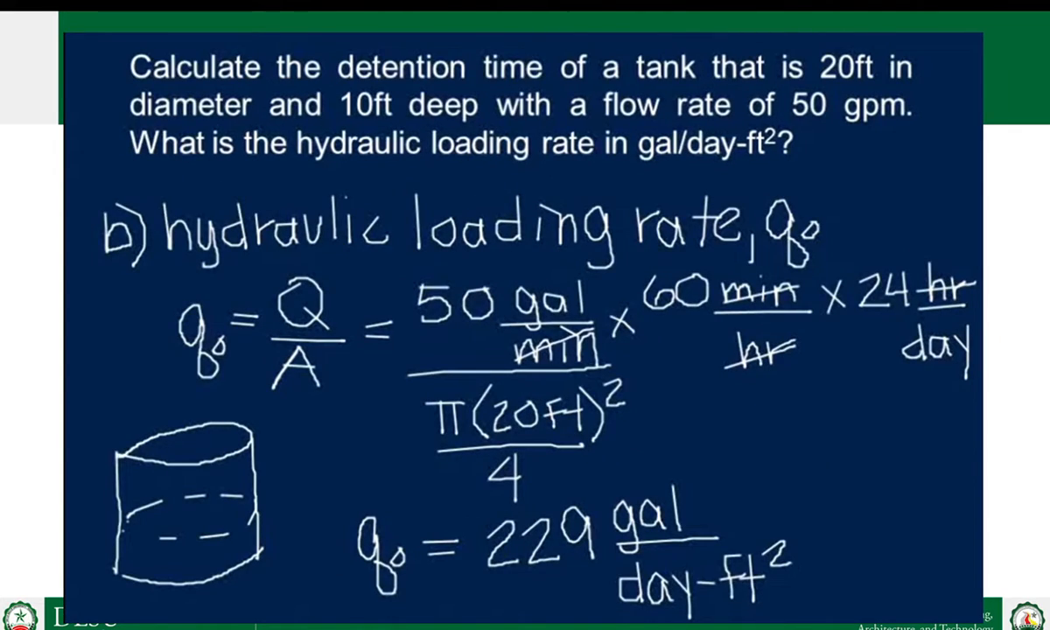And for the hydraulic loading rate, Q sub O equals Q over A, equals 50 gallons per minute. Again, convert into the unit of day, since that is what is asked in the problem. So this is the conversion: 60 minutes per 1 hour times 24 hours per day. Cancel out minutes, cancel out hours, so what is left is gallons per day. Divide by the area, pi d squared over 2 squared. So we arrive at Q sub O equals 221.9 gallons per day per square foot.